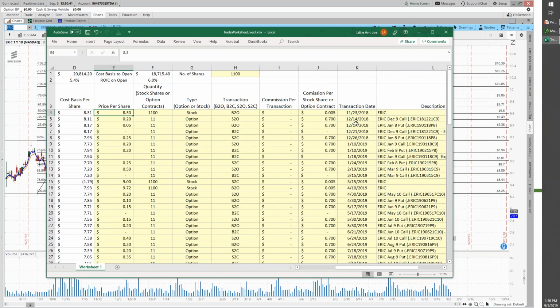On December 14th and on December 17th, I sold that premium. So I sold the December 9 call. I made 20 cents on selling that. And then I bought myself a January 8 put. And I paid a nickel for that. Now, when that option expired, December 21st, I wound up getting to keep that 20 cents. That premium just expired away.